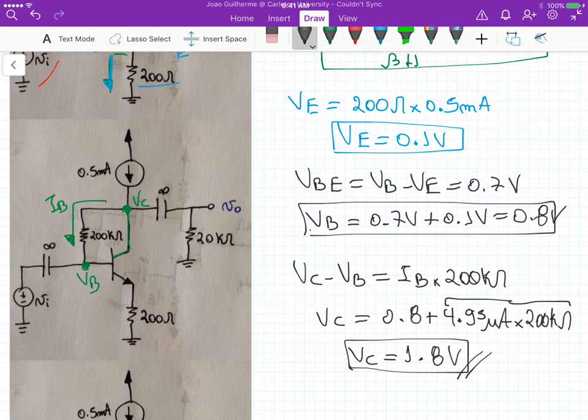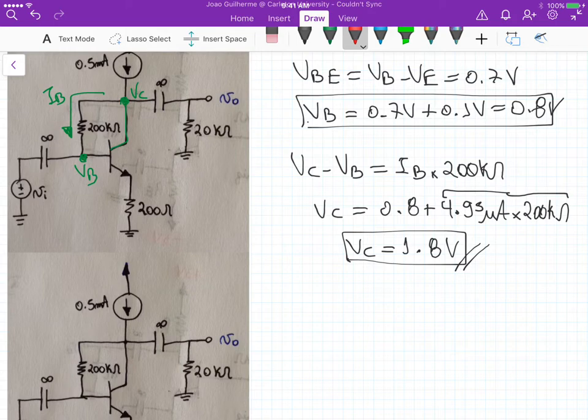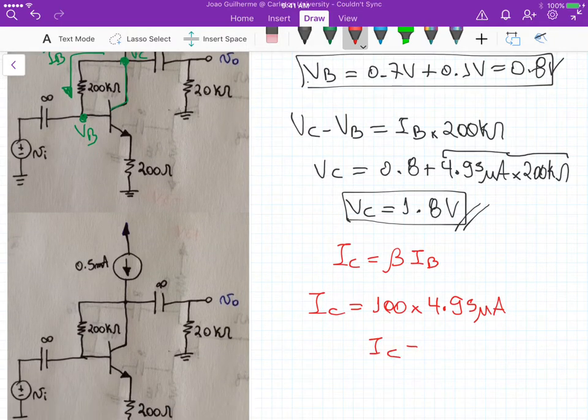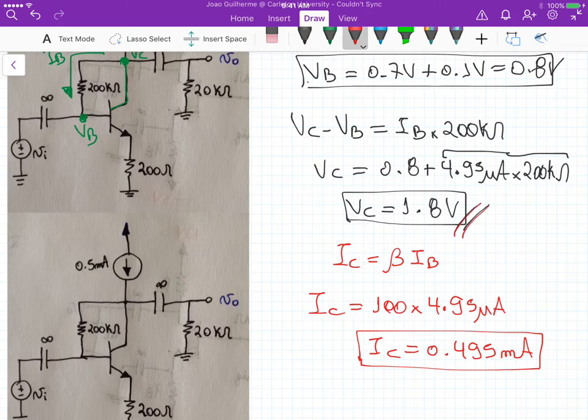And now if we know the base current and we know beta, we can calculate the collector current, right? Because the collector current is equal to beta times IB. So IC is equal to 100 times those 4.95 microamperes, and this gives us a collector current equal to 0.495 milliamperes. So we defined those two quantities that we needed for part A, VC and IC.